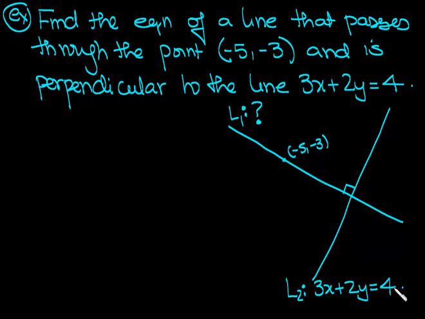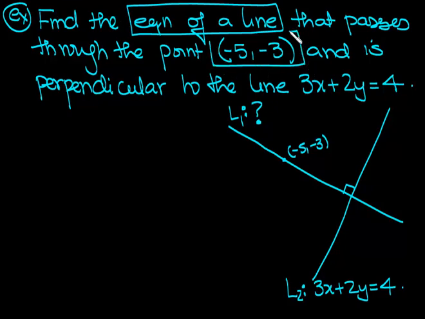Alright. As soon as you read these words, find the equation of a line, the first thing you should have asked yourself is, have they given me a point on the line? Sure they have. That's good. We are good there. Have they given me the slope of the line? They haven't given you that.